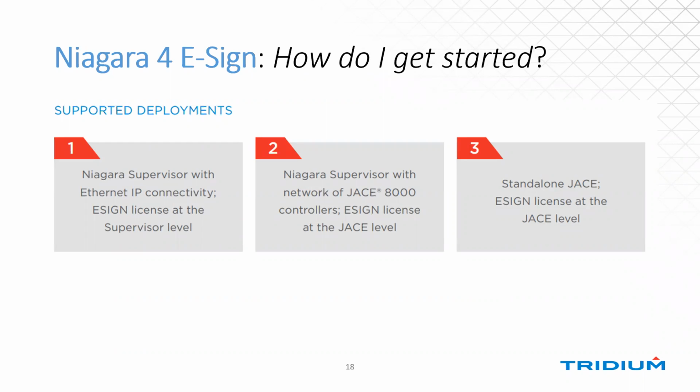You can think about just any sort of Ethernet IP device that might be connected to the supervisor. You don't need the JACE, so you would assign those points at the Niagara supervisor level. In the middle is where I guess some complexity arises, that you would have 2 licenses, one on a supervisor and one on a JACE.